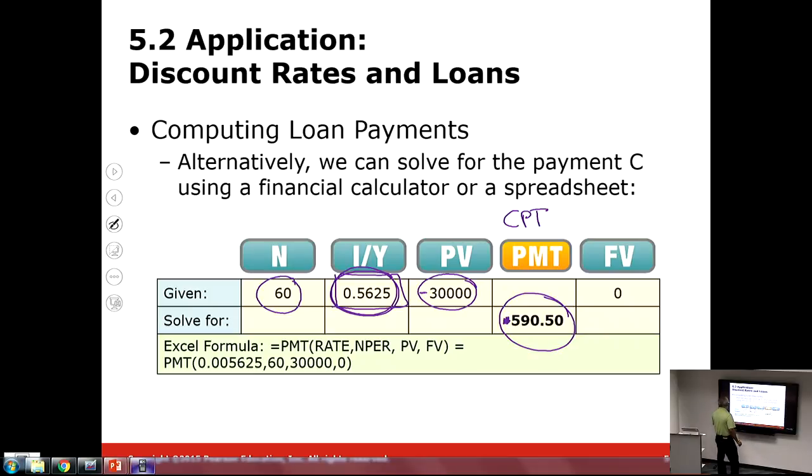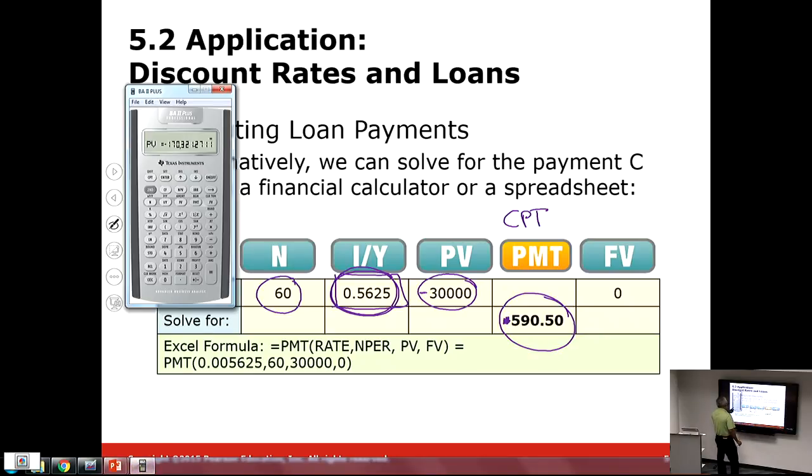So a quick exercise over here on the same problem. We clear second TVM. 60 is our N, 0.5625 is our IY, right? And 30,000 negative is my present value. I compute payment, which is 590.50.